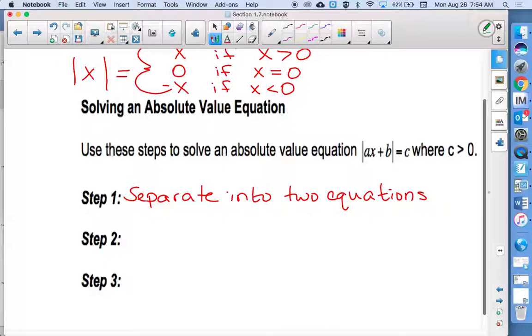Our goal is to actually get rid of the bars so that we can solve for them. So the first equation is going to say ax plus b equals c. It's going to be exactly the same equation, but we're going to get rid of the absolute value bars. The second equation is still going to say ax plus b.